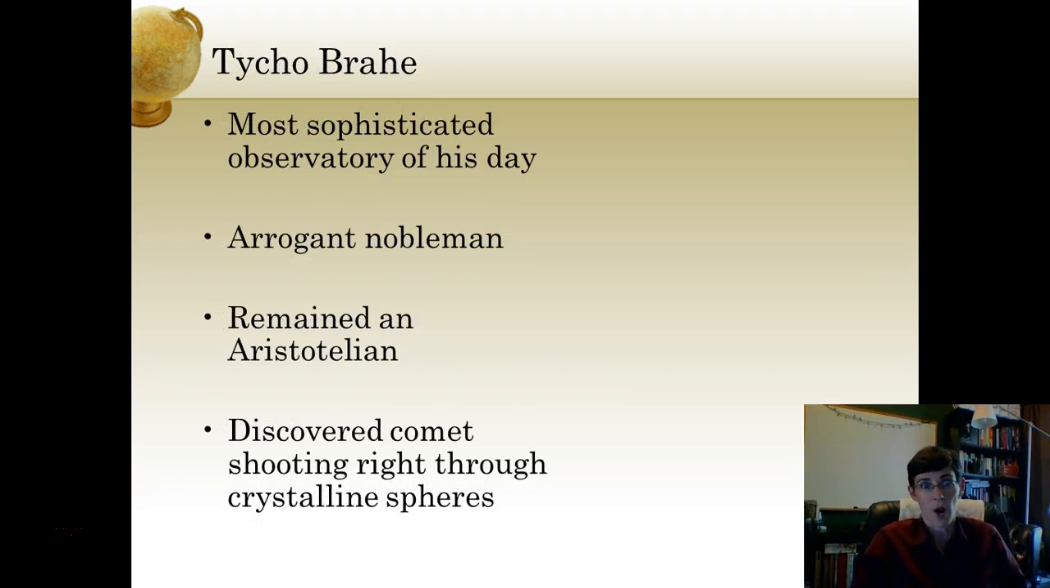All right, Brahe, right? Most sophisticated observatory of his day. He was an arrogant nobleman, all right? He remained an Aristotelian. Despite the fact that he challenged the circular orbits, he still fundamentally believed in the Aristotelian construction of the universe. He discovered comets shooting right through crystalline spheres, so he's the guy that brought comets to our attention. So good times.